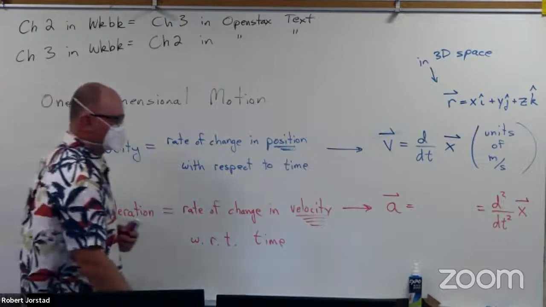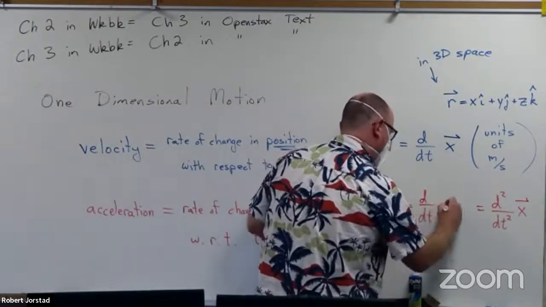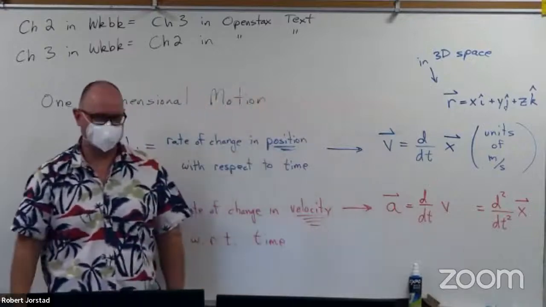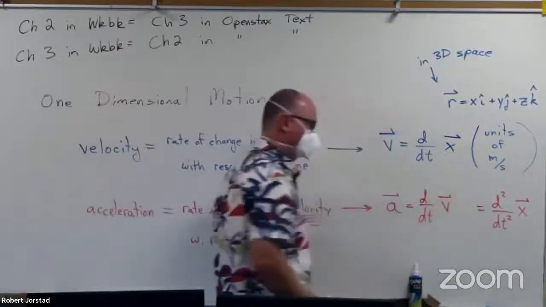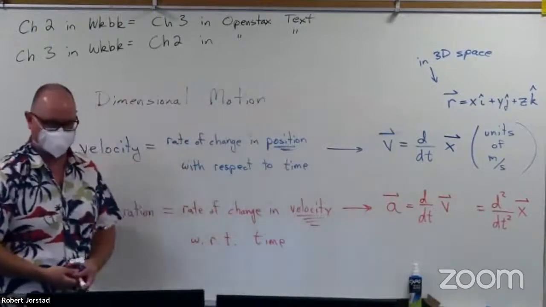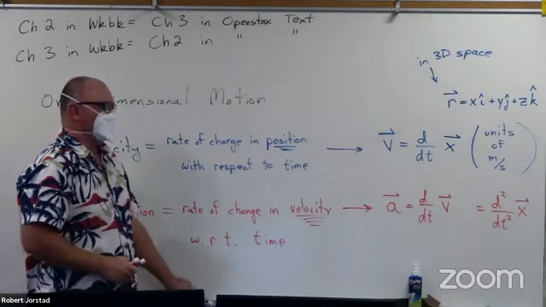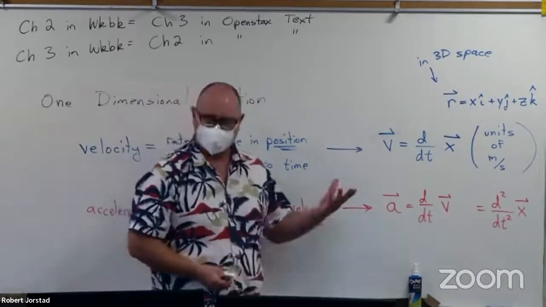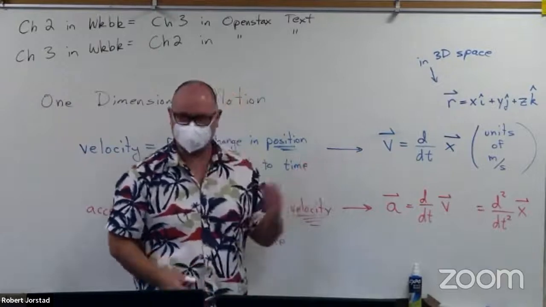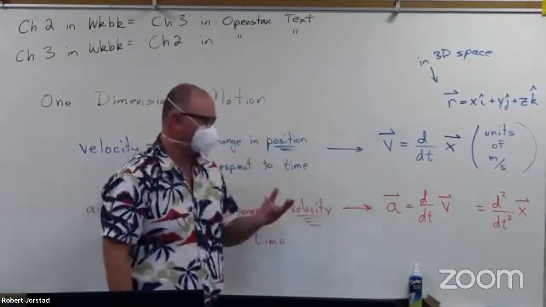d over dt of v. Looking good or not? Good, right? We've got to be very particular about checking: do I need the vectors? Do I not? Do I need i's, j's, whatever? What are the units going to be? Now, when you're looking at this, a lot of people do their calculus without ever thinking about units.